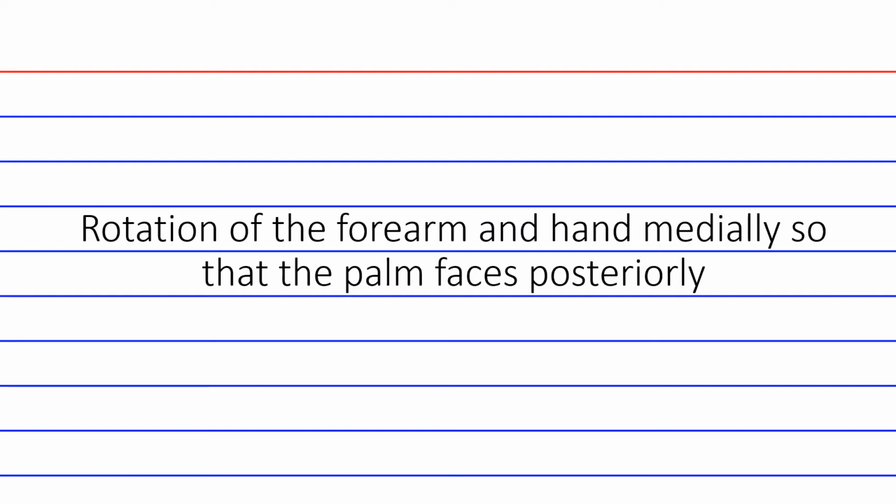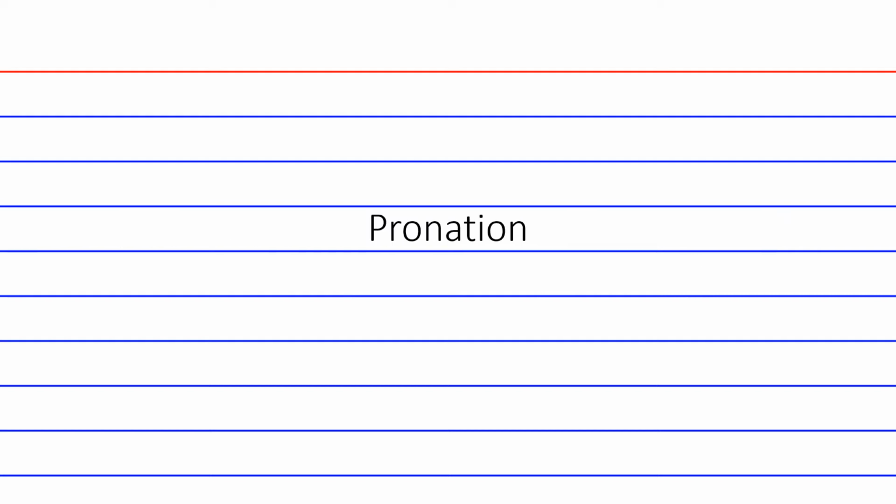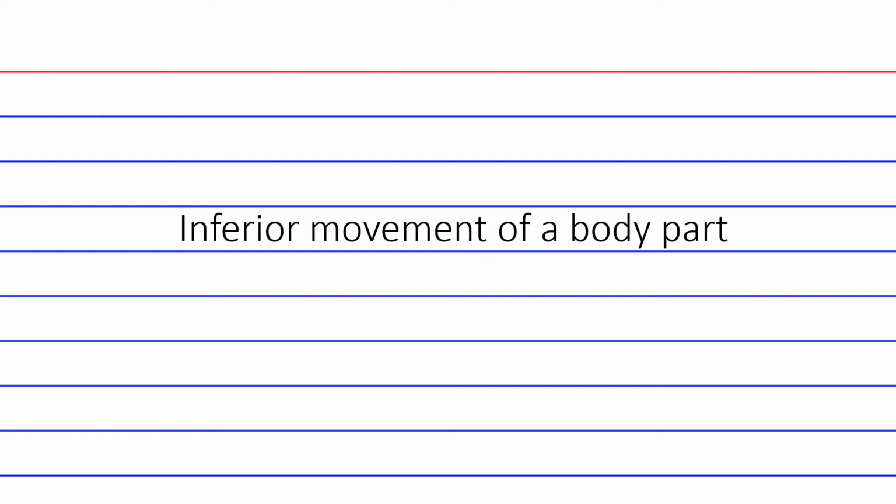This is the rotation of the forearm and hand medially so that the palm faces posteriorly. The answer is pronation. This is inferior movement of a body part. The answer is depression, such as when you are lowering your jaw.